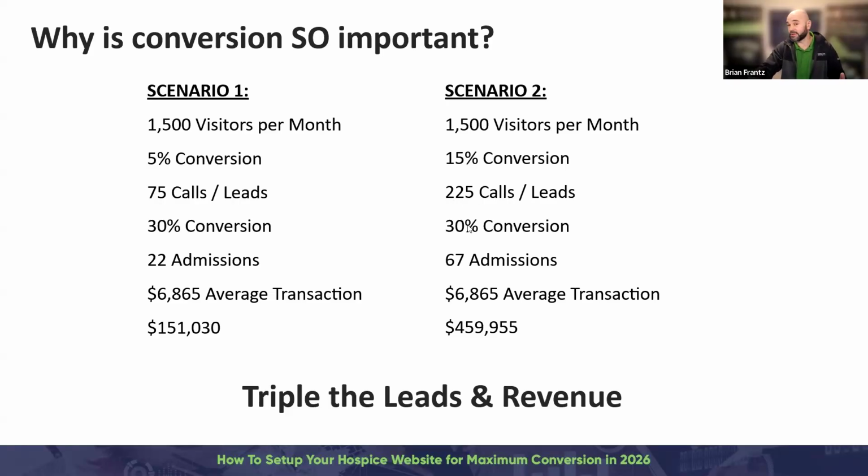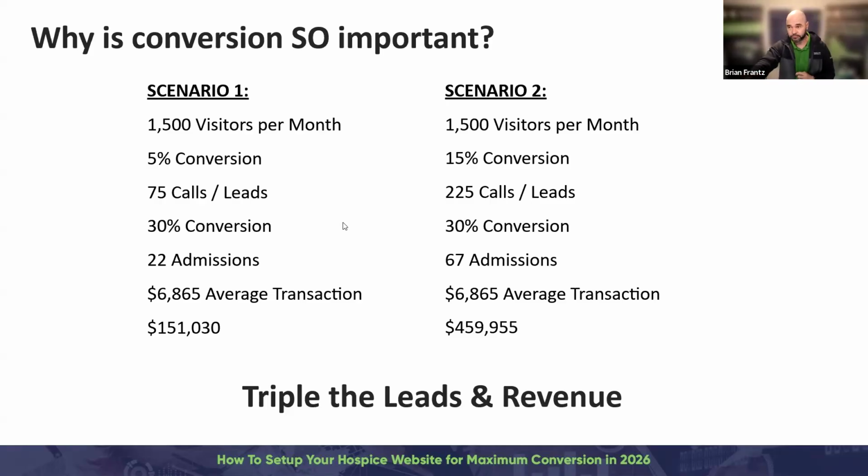We can convert 30% of those, just like in scenario one, right? If we're converting 30% of those 225 calls came on service, you'd have 67 admissions. Average transaction value 6,000, you're looking at a much healthier return of 459,000. So just a small increase in the conversion effectiveness of the website can mean big results, a huge difference in the overall effectiveness of your internet marketing strategy.